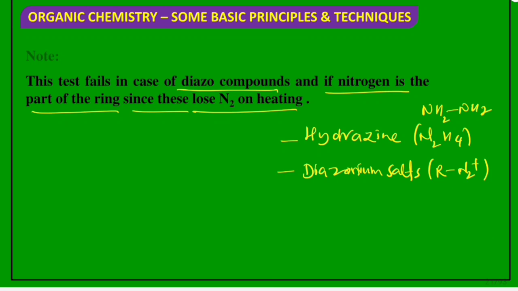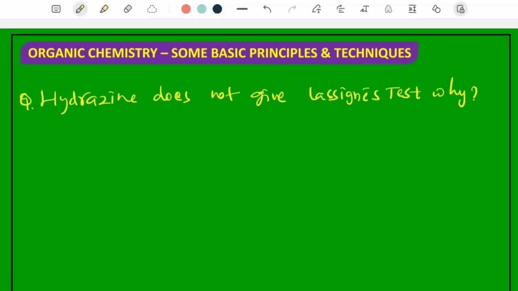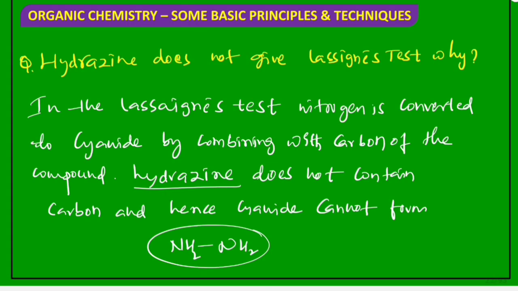Hydrazine does not give Lassaigne's test. Why? What is the reason? In the Lassaigne test, nitrogen is converted into cyanide by combining with the carbon of the compound. Hydrazine does not contain carbon, hence cyanide cannot form.